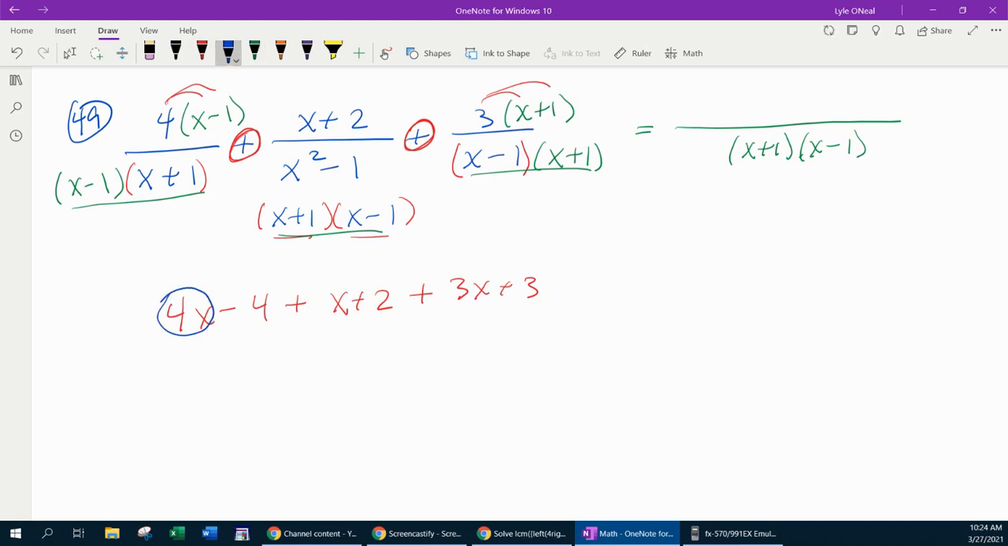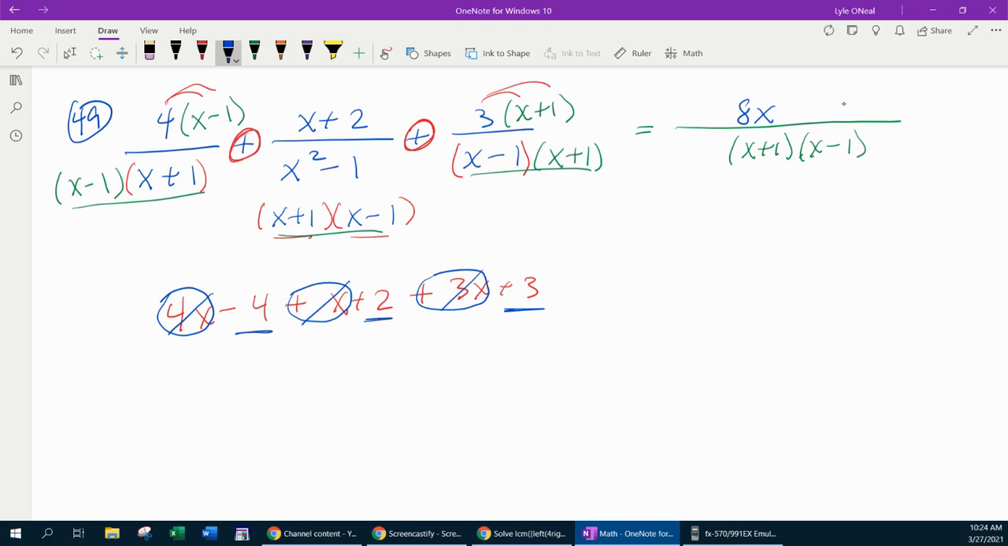Let's combine like terms. 4x plus x plus 3x, 5, 6, that's going to be an 8x. So I have an 8x in the numerator. That takes care of the x's. And then for the constants, minus 4 plus 2 plus 3.